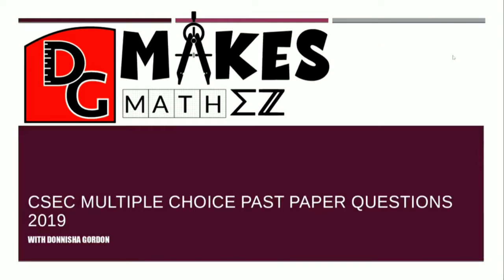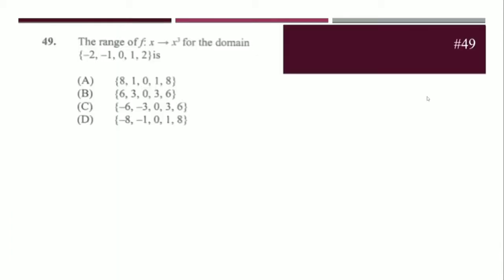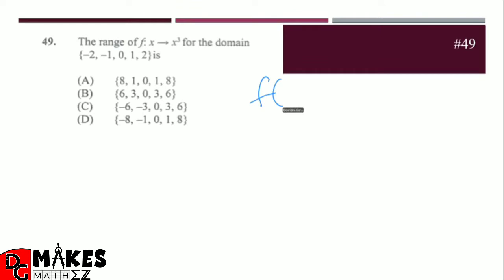All right, so we move to question number 49, which says the range of f of x for the x values from -2 to 2 is, and we should be finding that. We have the function f of x. We can rewrite it as f of x equals x cubed. We are being asked to find the y values that match these x values, which means we're simply substituting.